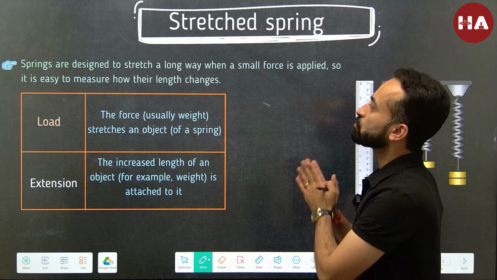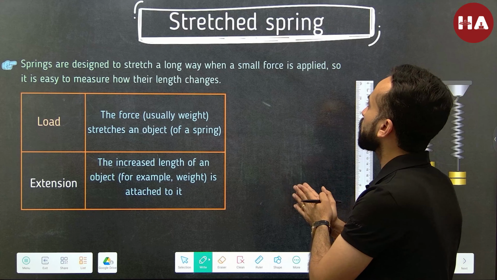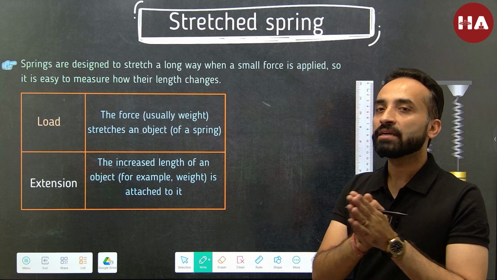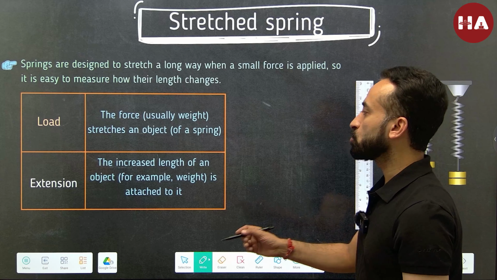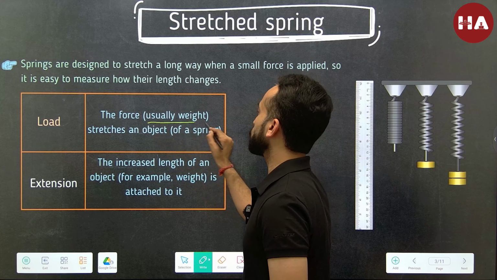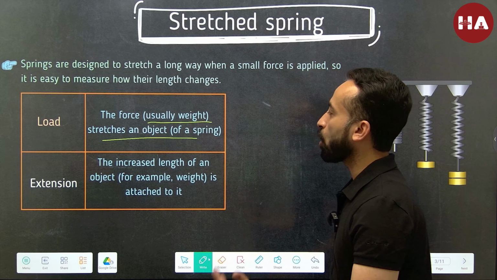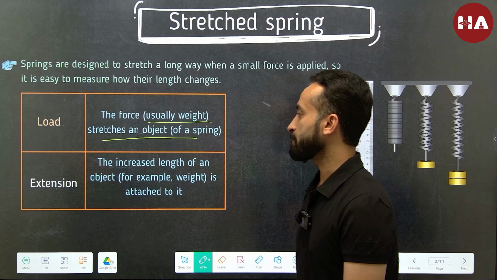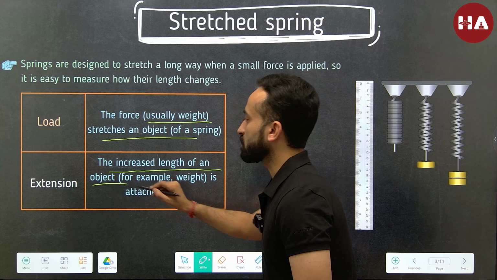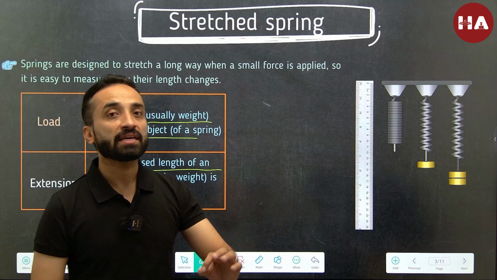Springs are designed to stretch a long way when a small force is applied, so it is easy to measure how their length changes. Now the two terms: load, that I was just talking about, the force, usually weight, that stretches an object or a spring. Then extension, the increase in length. All right, keep it in mind, the increase in length.